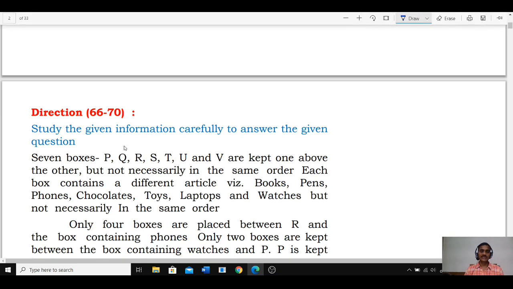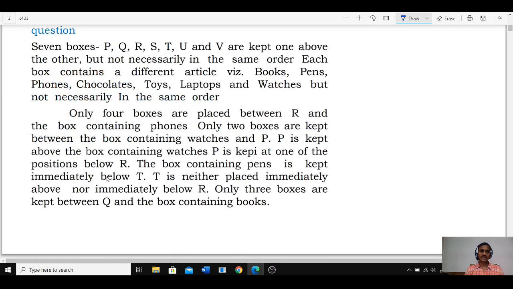Now this one is based on boxes. How many boxes are there? 7 boxes are kept one above the other but not nested in the same order. Each box contains a different article. The articles are also clearly given: books, pens, phones, chocolates and so on. Then what is the first piece of information here?